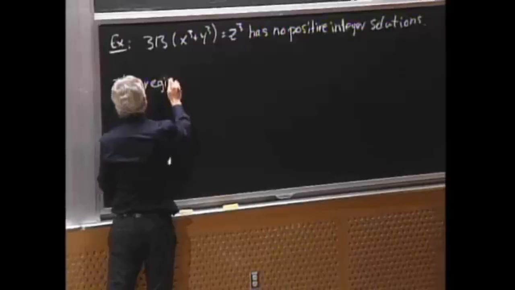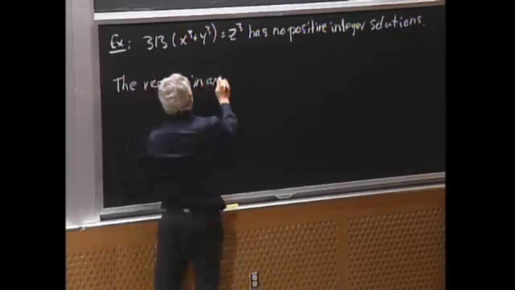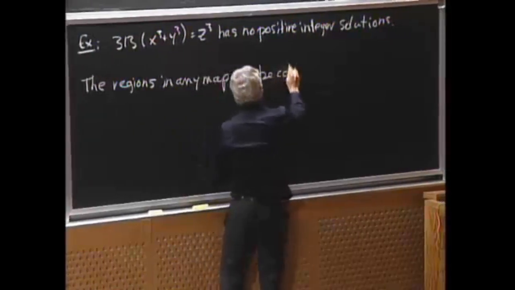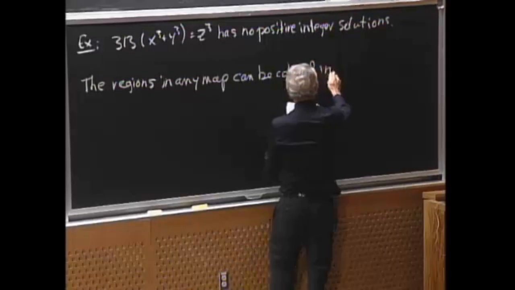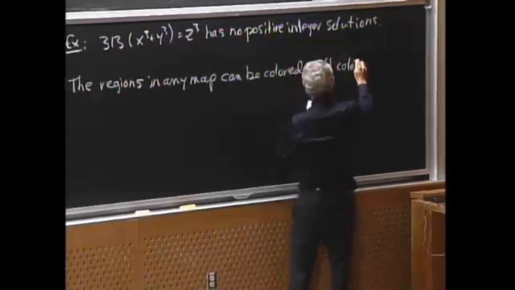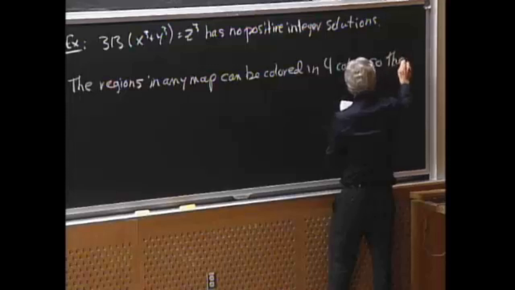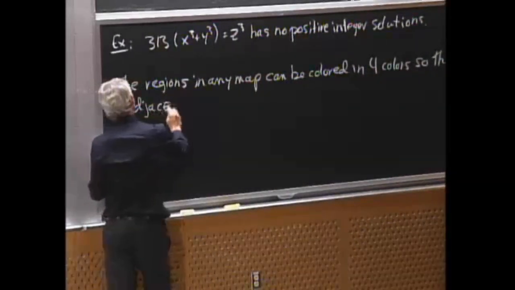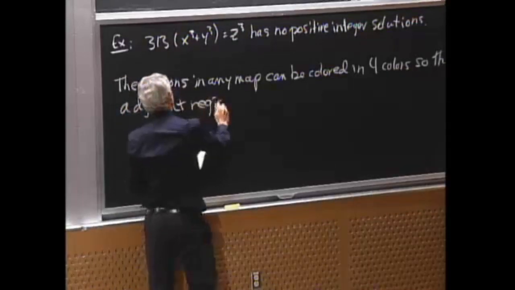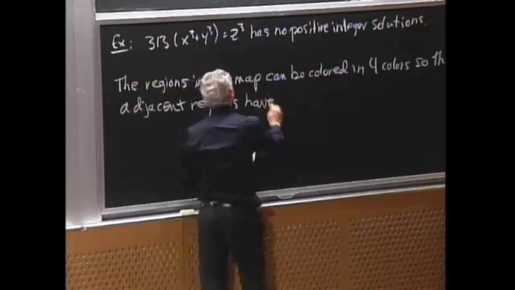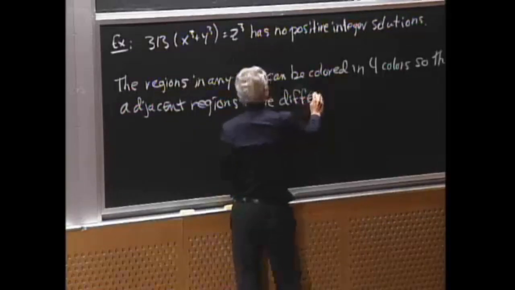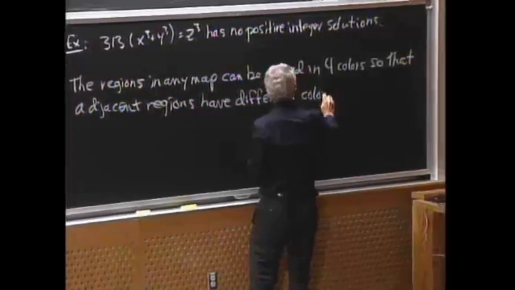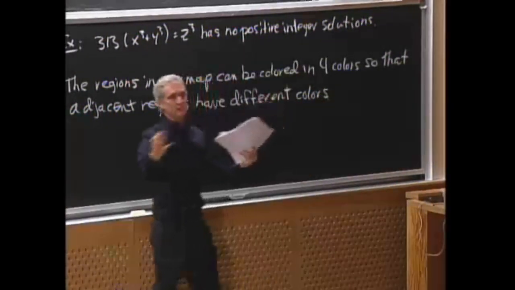The regions in any map can be colored in 4 colors so that adjacent regions have different colors. Like a map of the United States, every state gets a color. If 2 states share a border, they have different colors. So you can distinguish them.